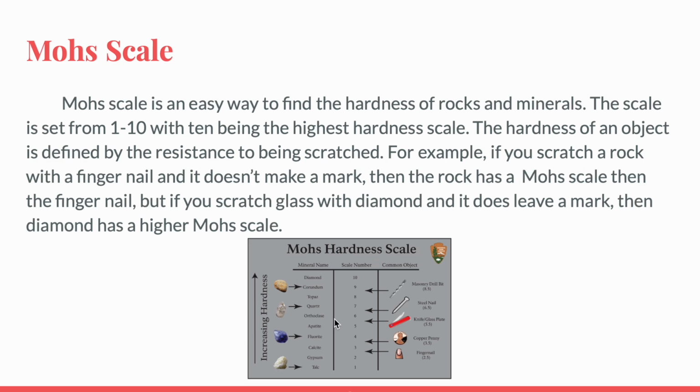So this is a Mohs hardness scale. It basically compares the minerals like diamond and quartz and talc with common objects like a drill bit, a steel nail, or a glass plate. So as you can see, it says the hardness scale number, which is very helpful when we're investigating rocks.